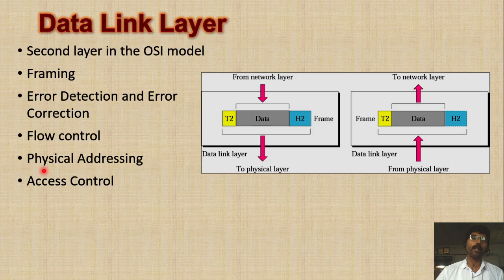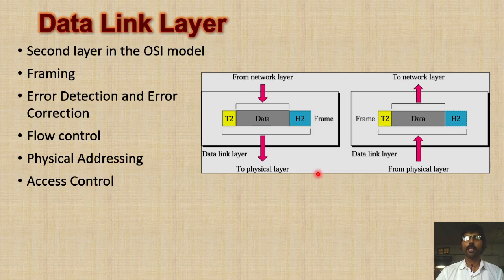The next job is physical addressing. The data link layer also provides a physical address called the MAC address. Each computer is identified in a network by a unique MAC address. This MAC address is physically located in your network interface card, which is used by the data link layer for transmitting. The next and the last job is access control.